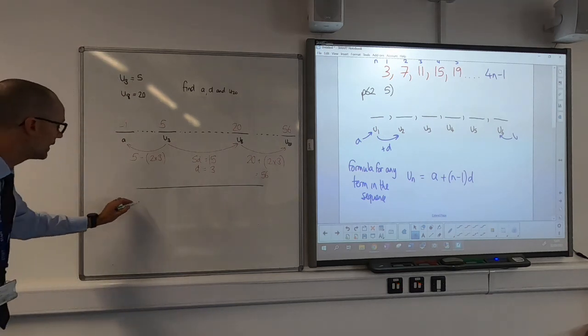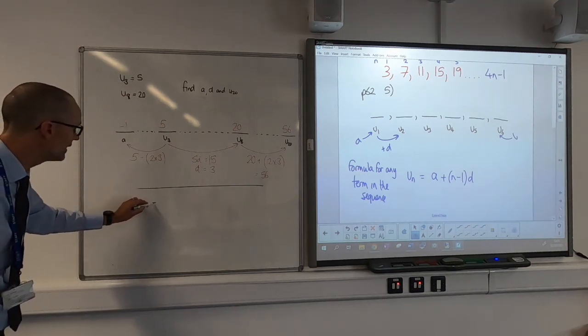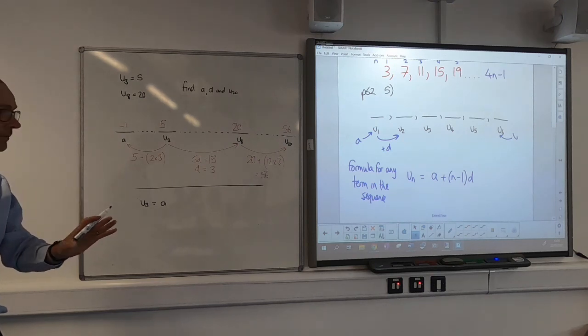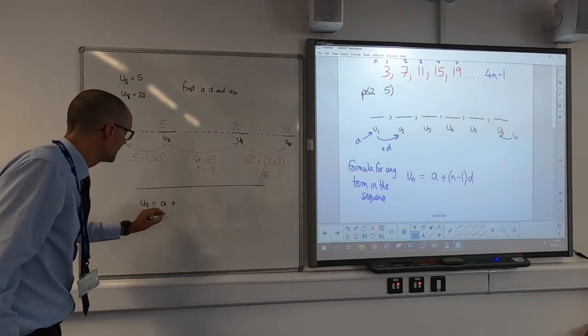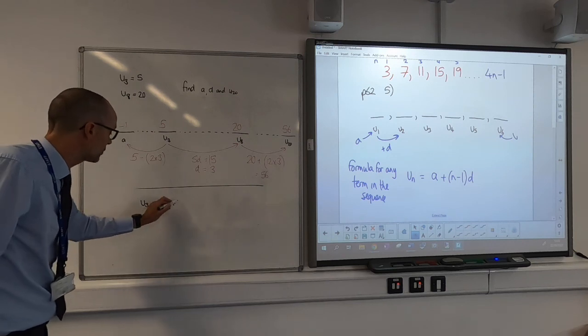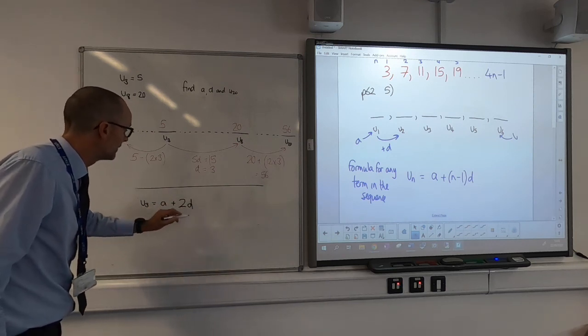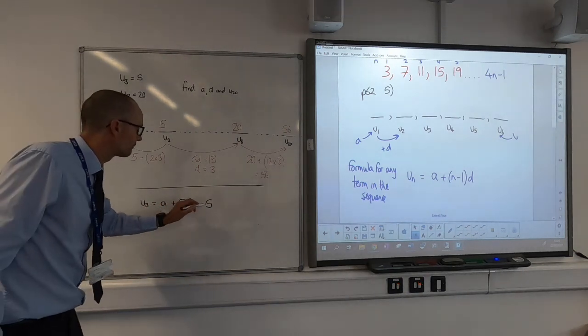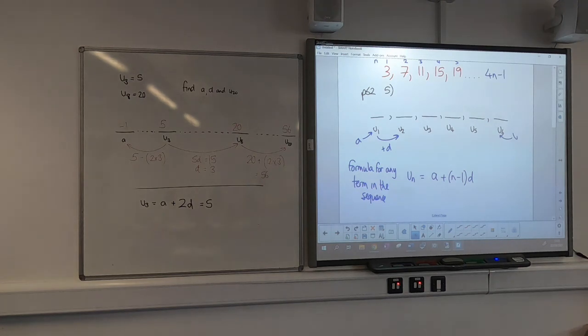So I can say, okay, the third term, U3, is equal to A, which remember I didn't know at the start of the problem, plus n minus 1, so 2D. And the third term is 5. So the third term is the first term plus 2 jumps. That's what that formula is telling me, isn't it?